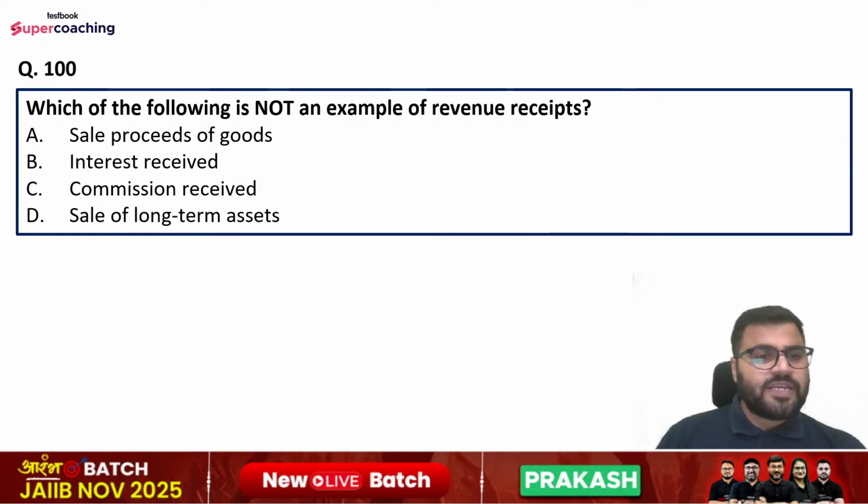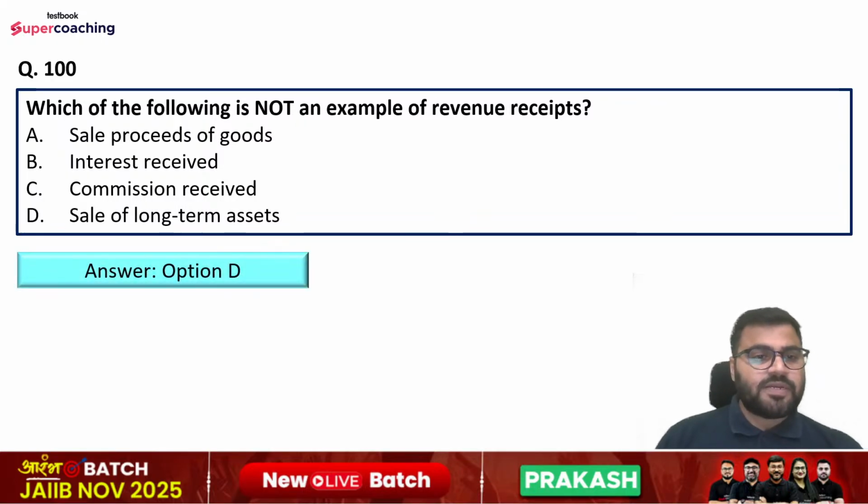Last question of the day, which of the following is not an example of revenue receipts? Sale proceeds of government, sale proceeds of goods, interest receipts received, commission received, or sale of long-term assets. So right answer is option number D, that is sale of long-term assets.